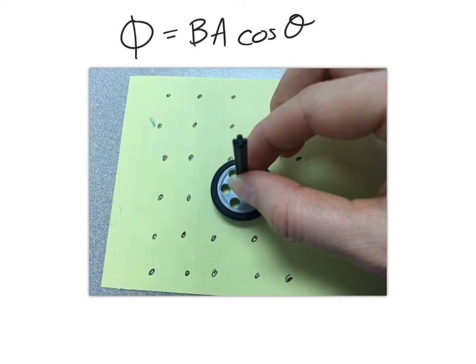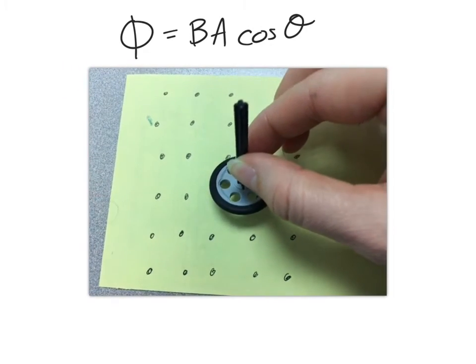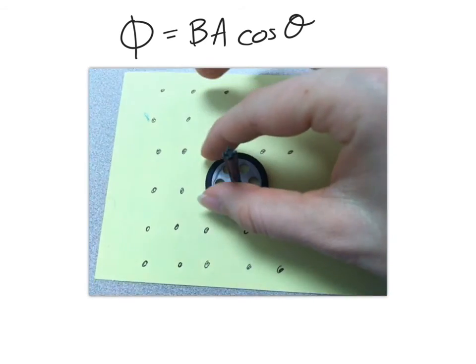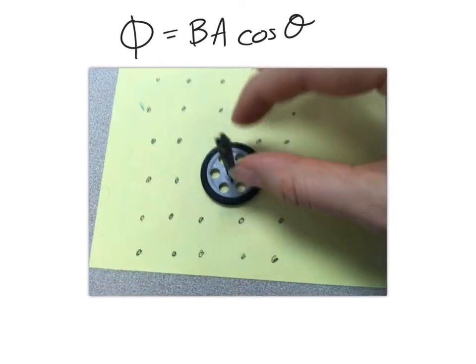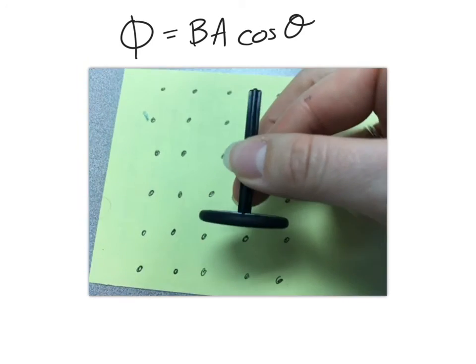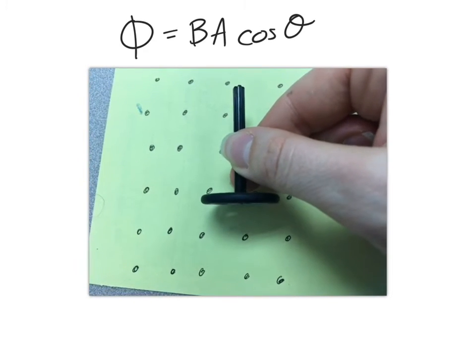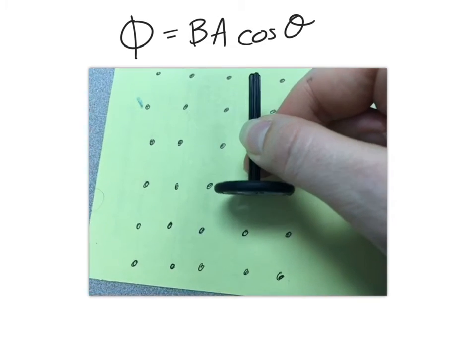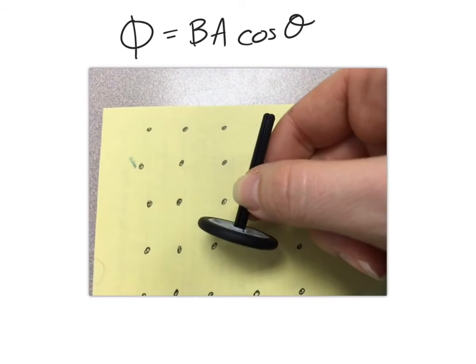If the loop starts to rotate, that angle changes. And we're measuring the angle from the direction of the magnetic field to the direction of the area vector. So now they're lined up, then less lined up, less and less, all the way until we get to 90 degrees. And when it's 90 degrees, cosine of 90 is 0. So we would say there's no flux.